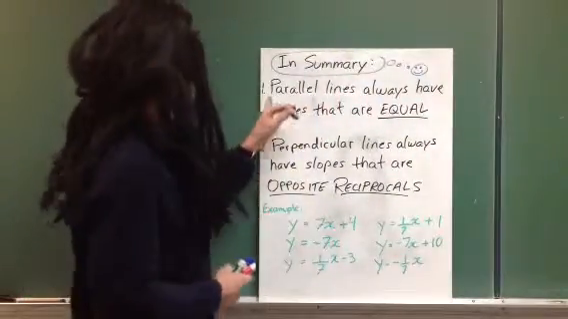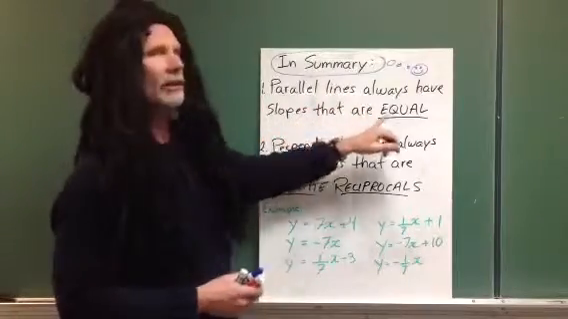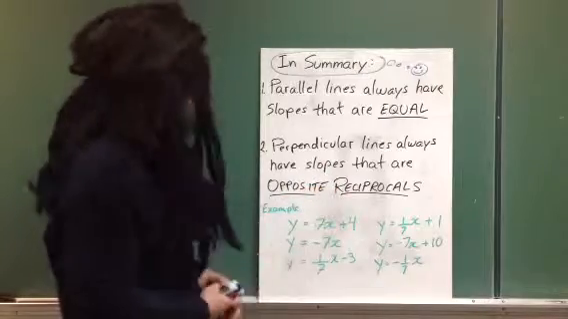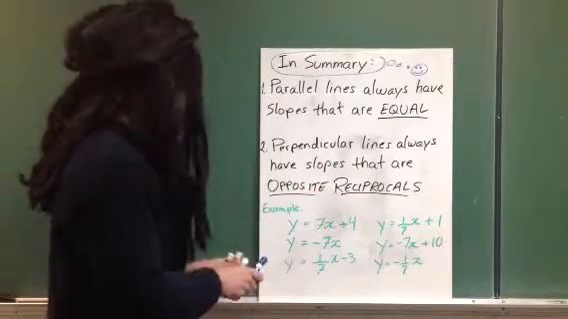So in summary, parallel lines always have slopes that are equal. Perpendicular lines always have slopes that are opposite reciprocals. So here's some more examples.